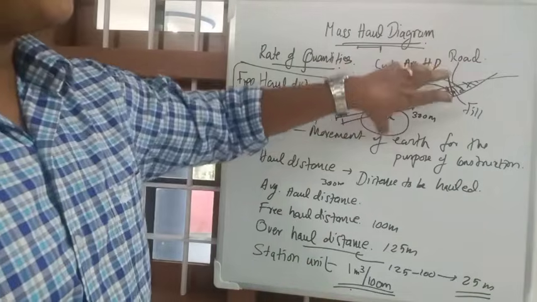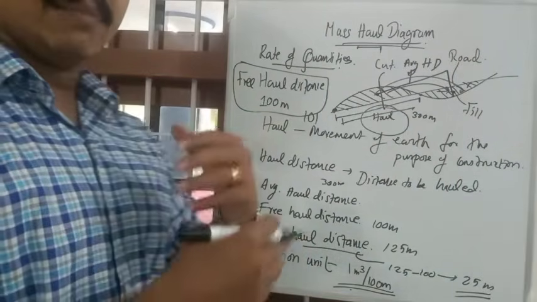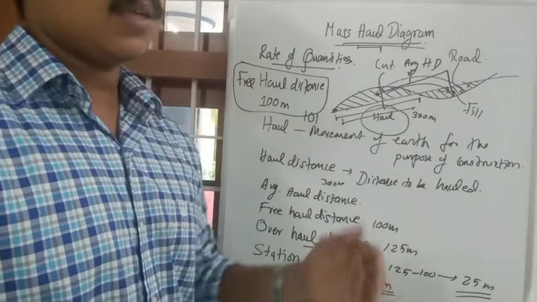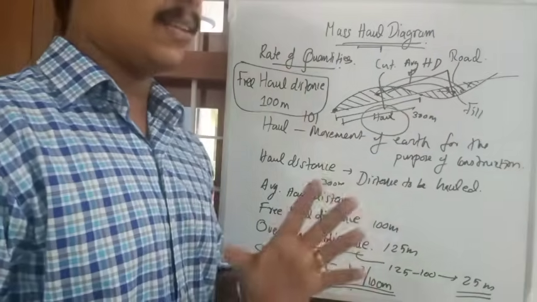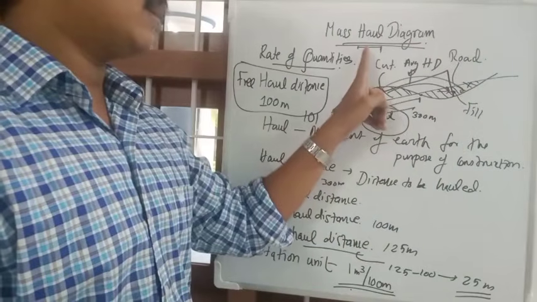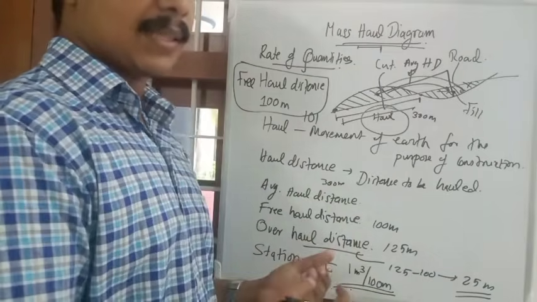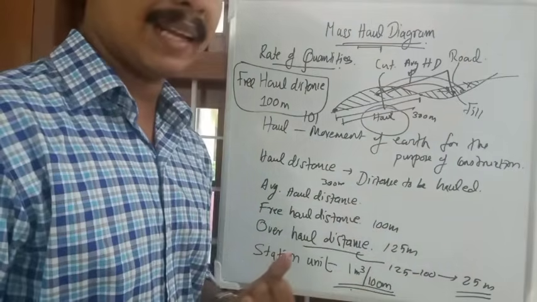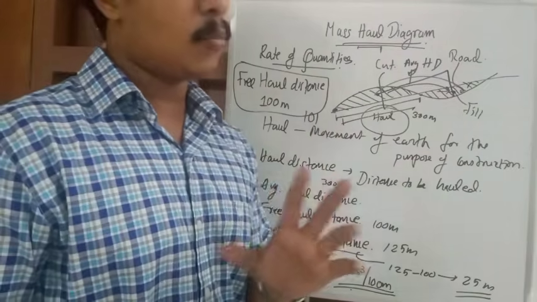So although we are considering a very small portion of land, it is of very great importance for construction of roads, railways and canals. Whenever we are considering a road, a railway, or canals, we will be moving earth. Wherever we are moving earth, there will be a mass haul diagram to calculate the construction charges. Using this mass haul diagram, we will be quoting the work and getting money from the client for the contractor. So it is of very prime importance. I hope you understand that.